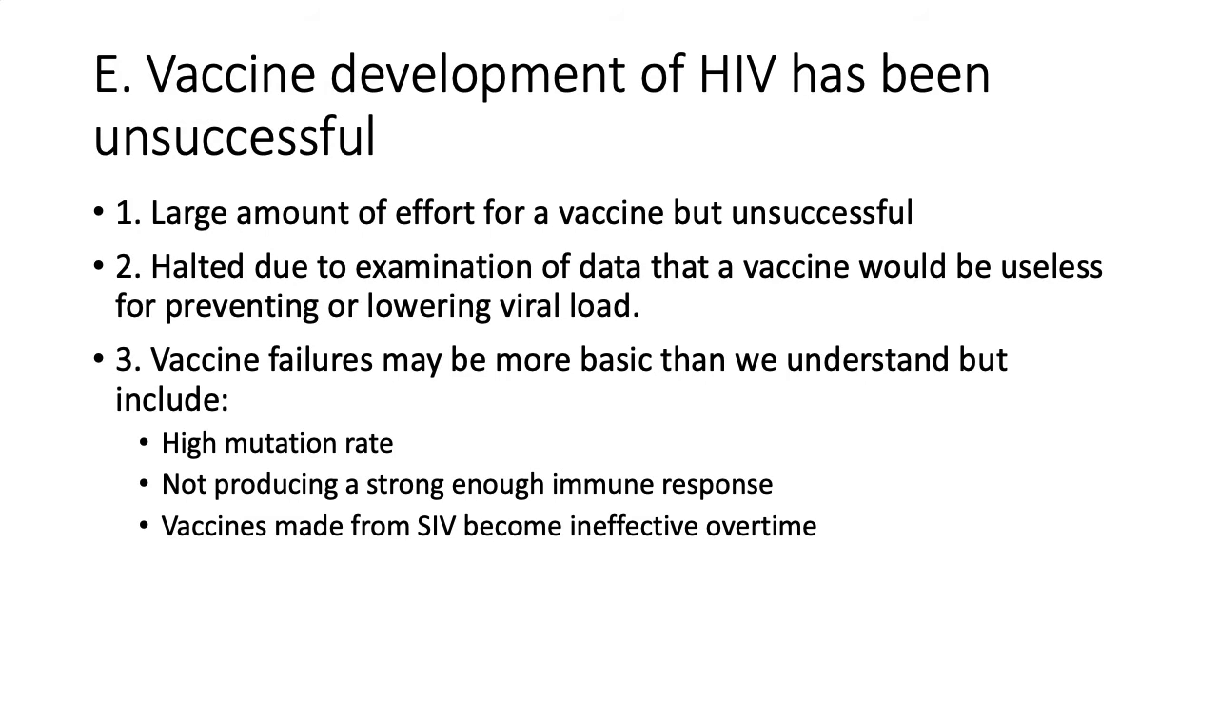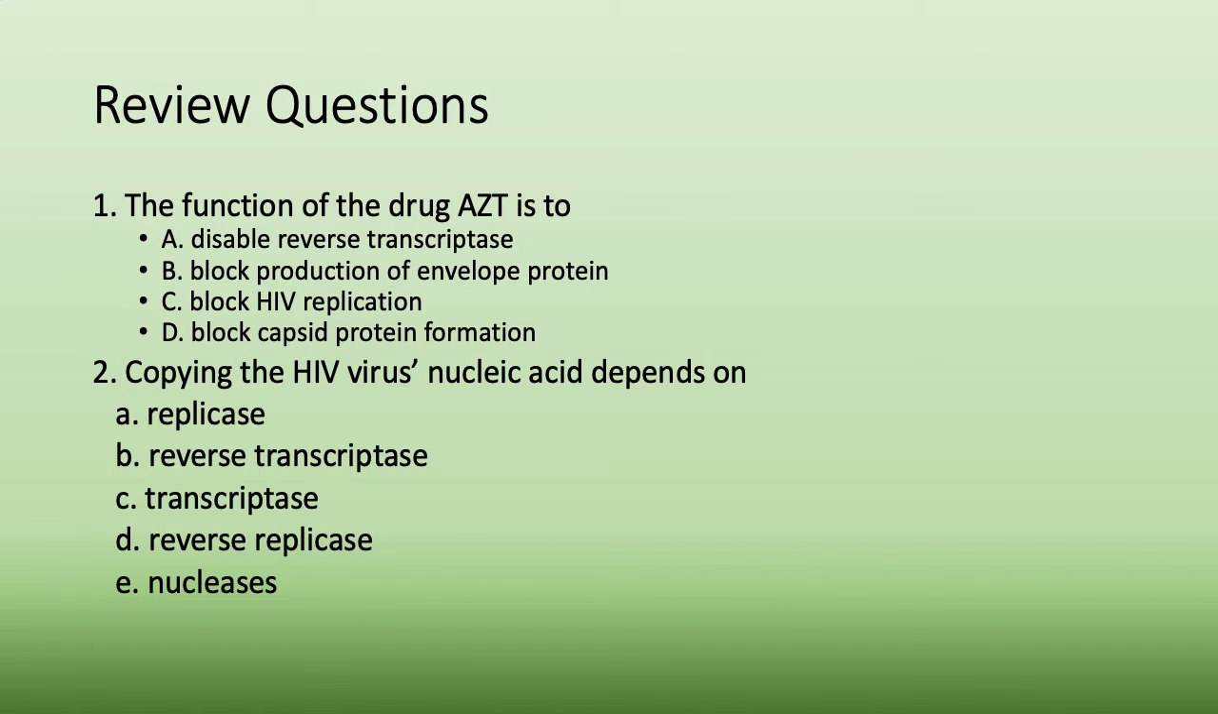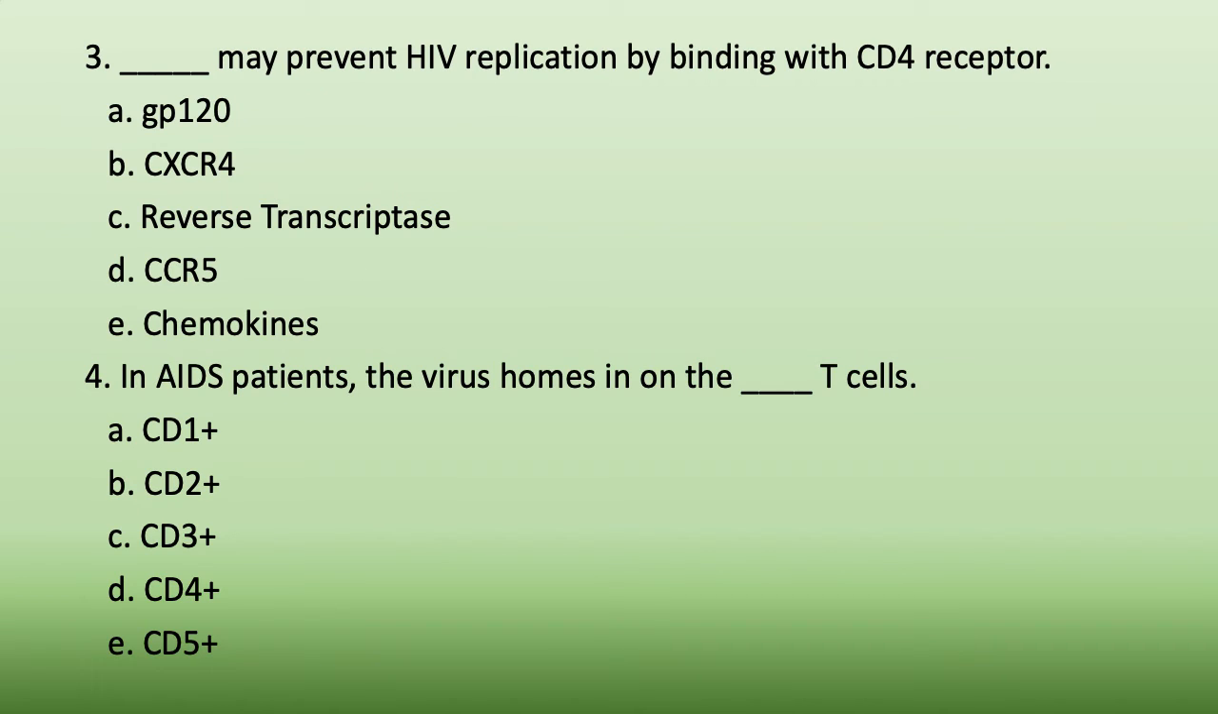All right, some review questions. The function of the drug AZT is to? C, block HIV replication. Two, copying the HIV virus nucleic acid depends on? B, reverse transcriptase. Three, blank may prevent HIV replication by binding with CD4 receptor. E, chemokine. Four, in AIDS patients, the virus homes in on the blank T cells. D, CD4 plus cells.